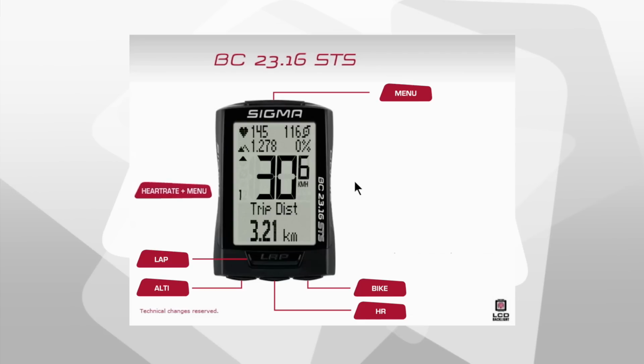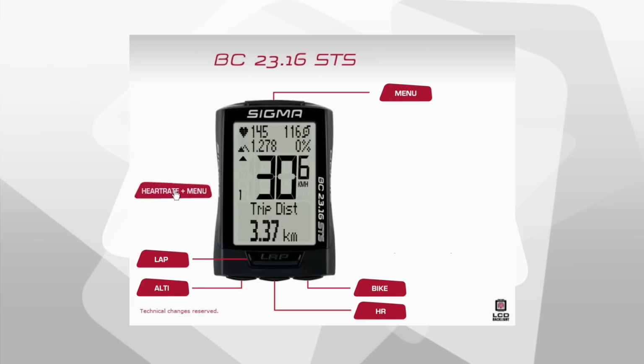By pressing the heart rate and menu buttons at the same time, the computer displays the heart rate, cadence, altitude, and incline in larger format. The arrows point up or down to indicate whether your current speed is above or below your average speed.